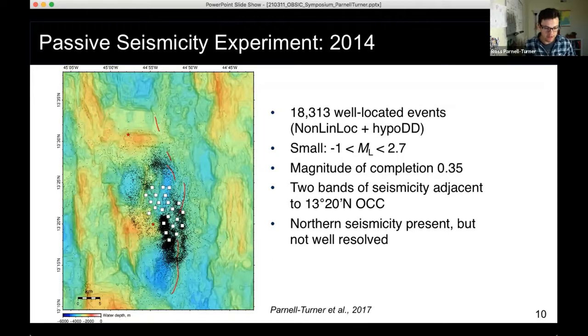If we look in map view, the main result is that we have two bands of seismicity adjacent to the 1320 detachment. You can see hints of seismicity here in the north, a diffuse cloud of events. But since these events are outside of the network, we don't have a lot of constraints on their location, so I wouldn't put too much stock in that pattern. Nevertheless, it does seem interesting that in this area where we have good station coverage, there is very little microearthquake activity to the north of the 1320 detachment. That might lead you to think that something else was going on in between these two detachment faults.